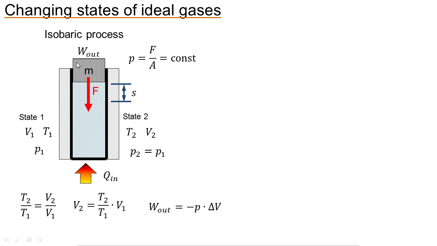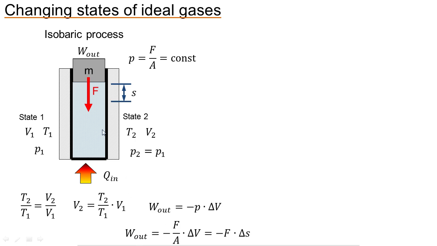And I get the work that I get out here with this formula, pressure multiplied with the change of the volume. This is not that complicated. If I use the force divided by the area for the pressure, I can insert it here for the pressure, and I see area. The amount of the volume that is changed divided by area is the distance, and the distance multiplied with the force is the work that comes out.